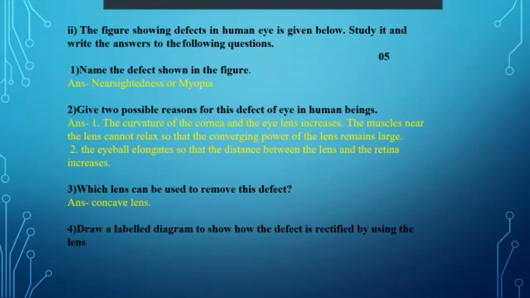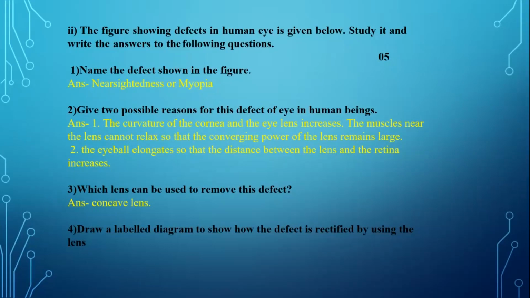Name the defect shown in the figure. Here, students, they have asked you to identify the defect. What is the defect in this diagram? It is nearsightedness or myopia. In myopia, the object which is kept close can be seen clearly, but when it is far away, we can't see it clearly. So this defect is nearsightedness or myopia.